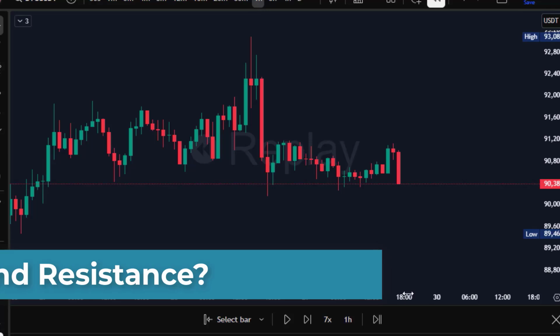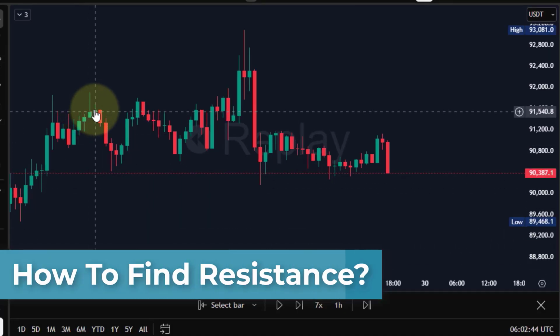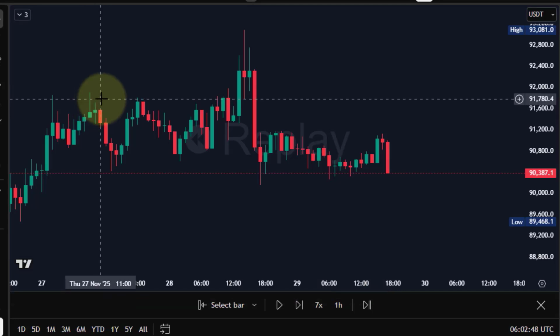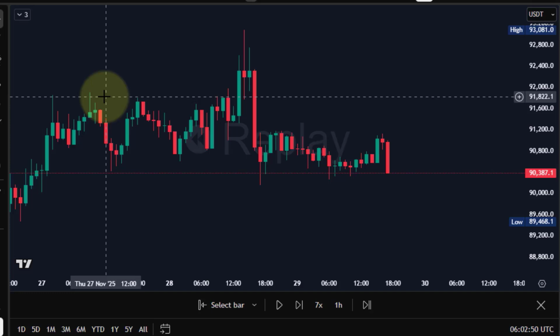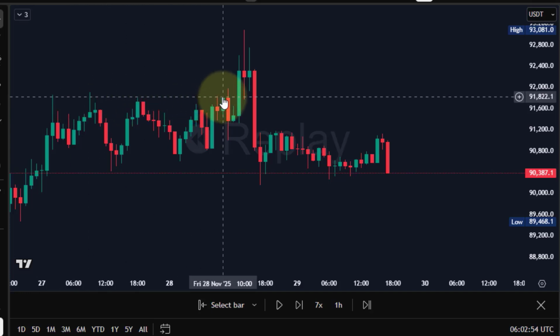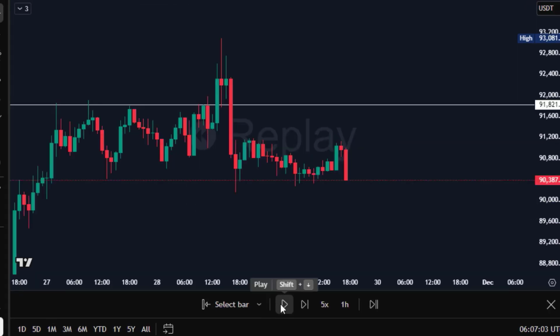How to find a resistance? To find a resistance, we look for two or more high prices that ended at the same or very close price level and draw a horizontal line joining them. Here, we can join these three highs and draw a resistance line. You can see that later, price reacts to that resistance level and falls back down.